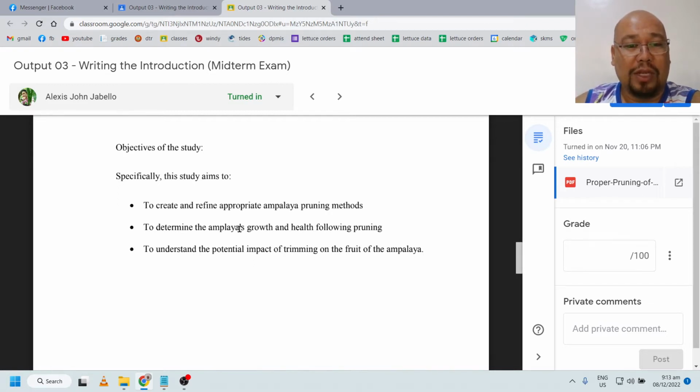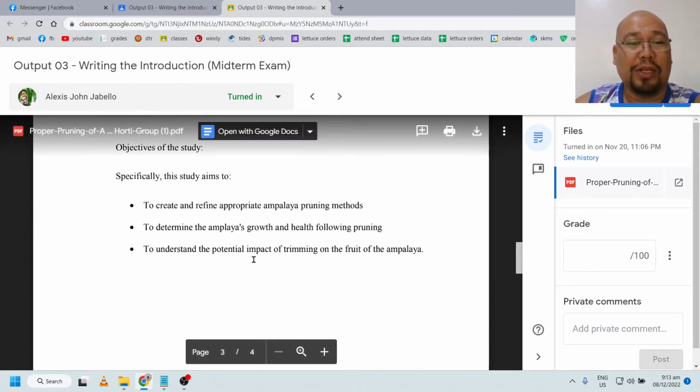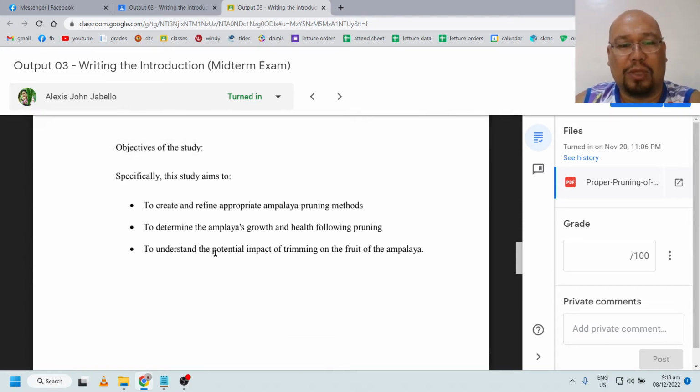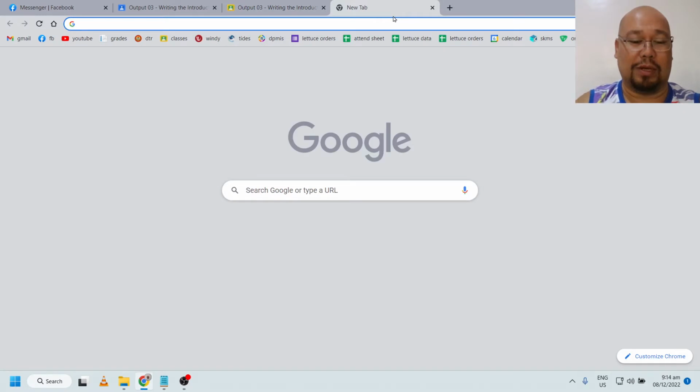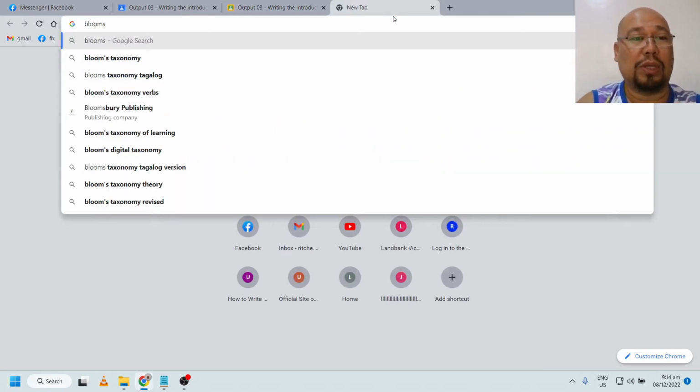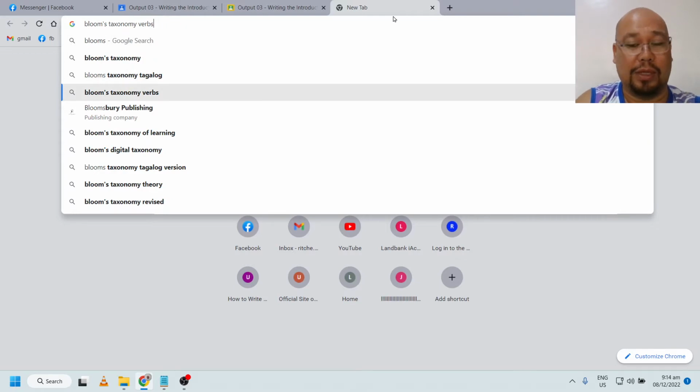Still, the objectives that you stated here are not yet clear. To understand the potential impact of trimming on the fruit of ampalaya. I mean, what is the meaning of potential impact? Potential, if we don't know the impact yet. To understand is vague. So my point here is you have to choose clear words. There are standard terms for this, which you can look up. I'll just google it: Bloom's taxonomy verbs. Try to look at that one.